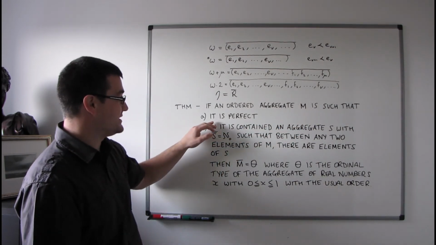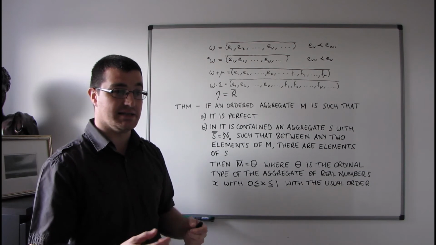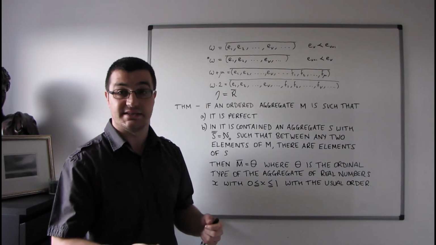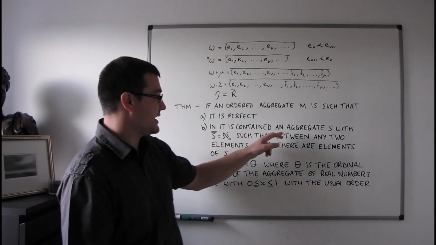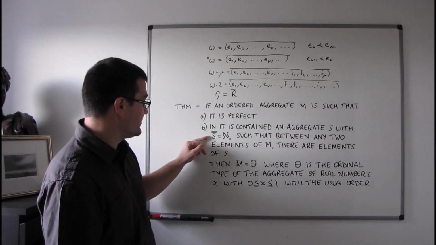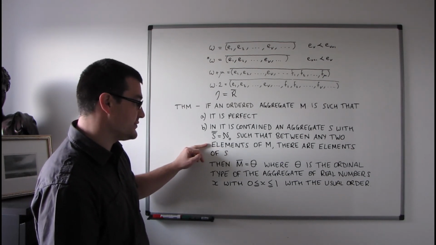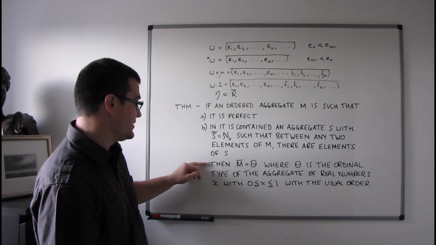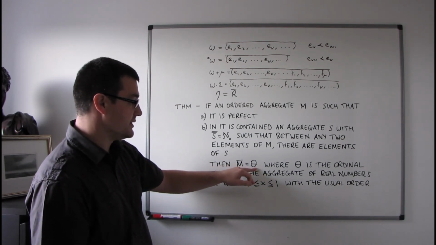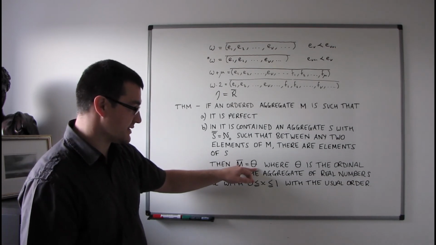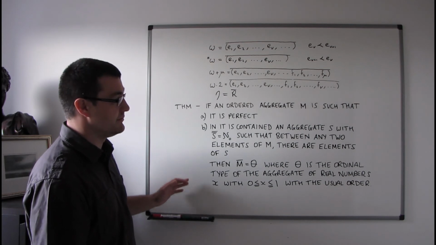If we've got an ordered aggregate M, which is such that it is perfect, so in other words it's closed and it's dense in itself, and in it is contained an aggregate S with the cardinal number of S equal to F0, such that between any two elements of M there are elements of S, then the ordinal type of M is equal to that of the linear continuum, theta. So this is quite a significant theorem.